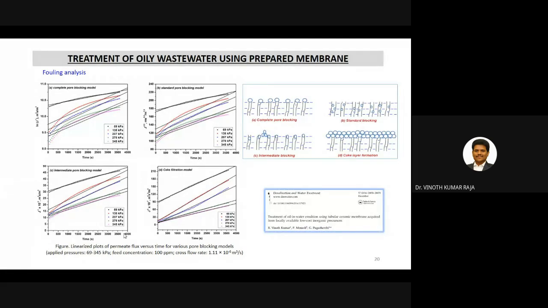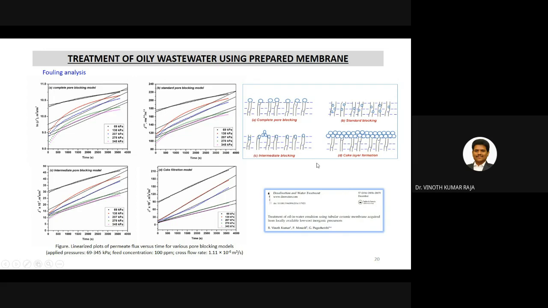microfiltration flux profiles in the oily wastewater treatment application, we have studied 4 fouling models: complete, standard, intermediate pore blocking, and the cake filtration model. All these models are analyzed. I would like to explain all 4 models. For better understanding, I have given here a pictorial representation of these models.